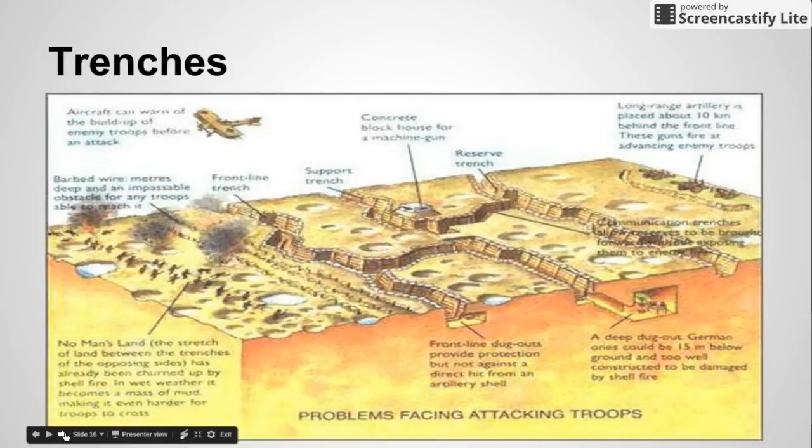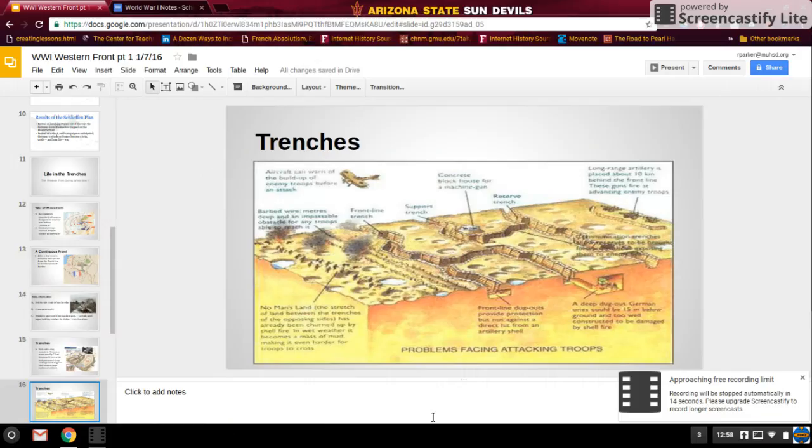Here is a picture of the trenches. You see this would be the soldiers on this side attacking. You'd have barbed wire in front of your trench, and these are the system of trenches with machine guns and soldiers in here, concrete bunkers with machine guns in them. You can see the dugouts here. Okay, this is going to end the first video on World War I on the Western Front.